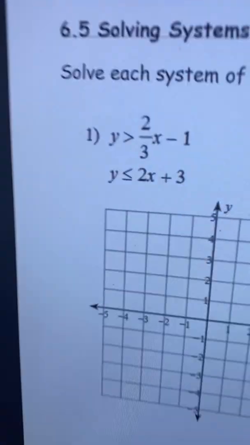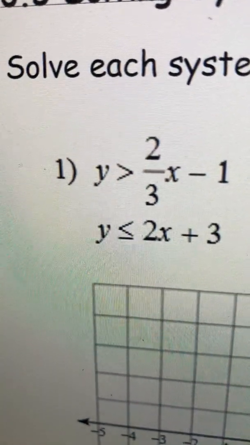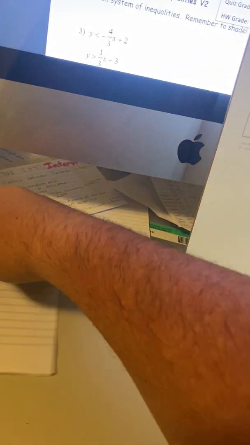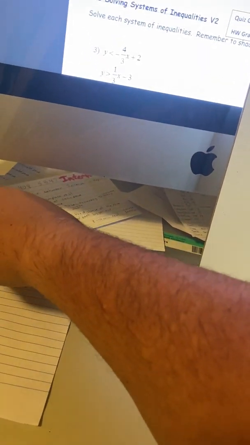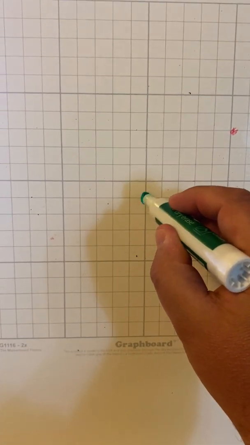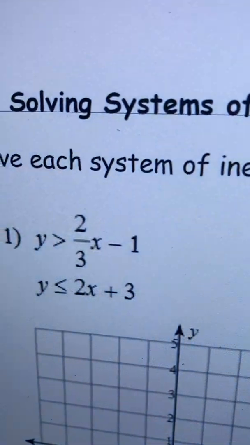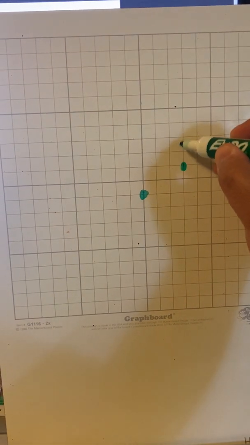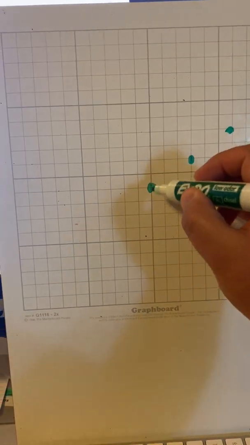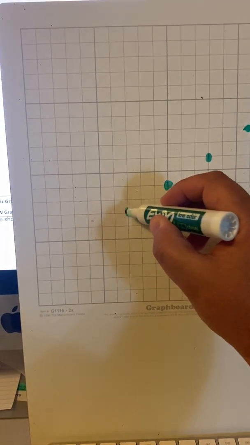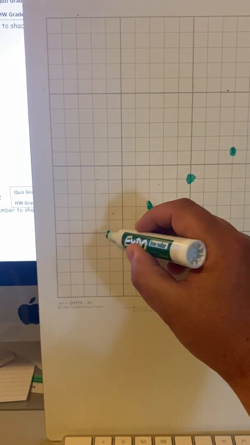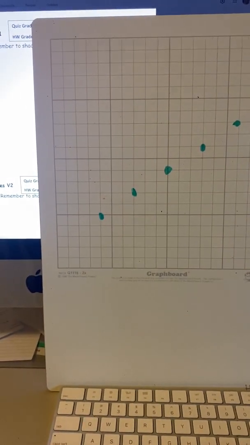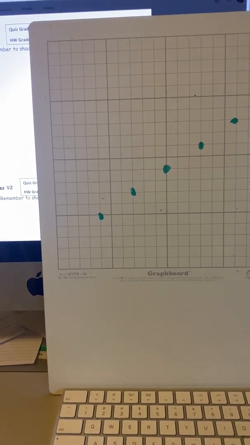Let's look at the very first one, this one right here. y is greater than 2/3 x minus 1. Okay, let's graph that first one with green. -1 is the intercept, so there's my first point, and my slope is 2/3. That means I go up 2, right 3, up 2, right 3, or down 2, back 3, down 2, back 3. So that's what my graph should look like. I could go further, but I don't need to, okay?